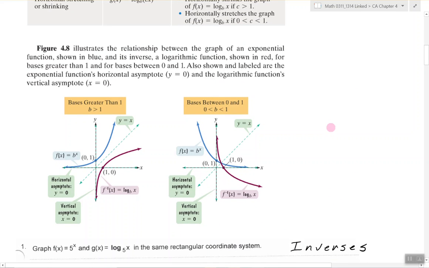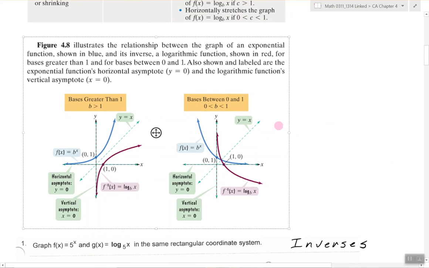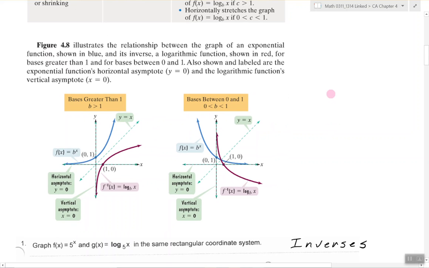Once again, I think this is a little slide that is so very valuable that you should copy this down. When you have a base that is greater than 1, the exponential function is in blue. This is the growth curve. Its inverse, which is a log function with a base greater than 1, looks like this. You can see that so many things have interchanged.